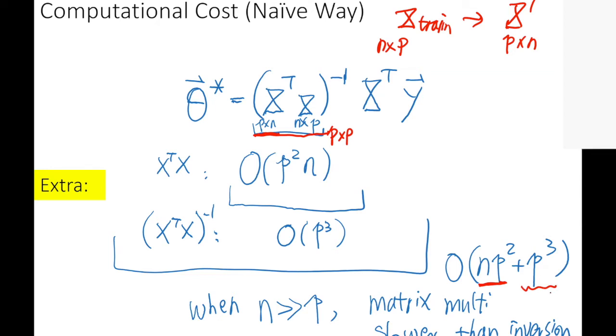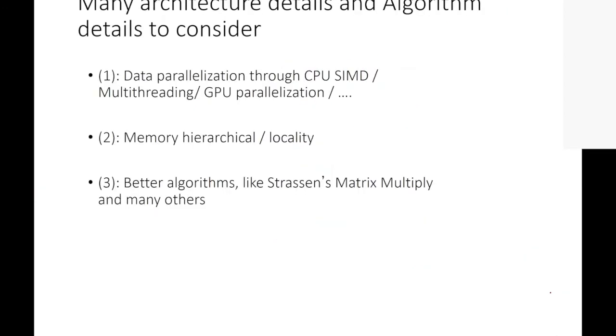But this is all the naive way, right? This is totally not how the state of the art computer implements all those computations. In the state of the art, there are three things people actually considered to make the operation much, much faster. So we can split the related factors into three different kinds.